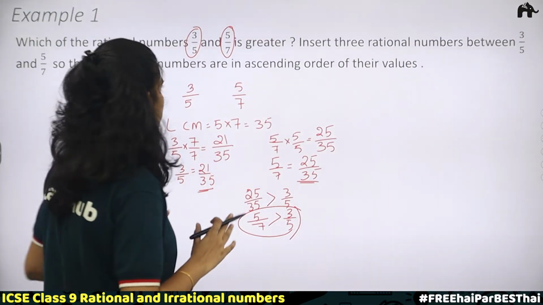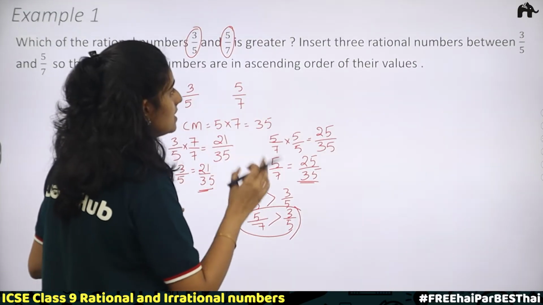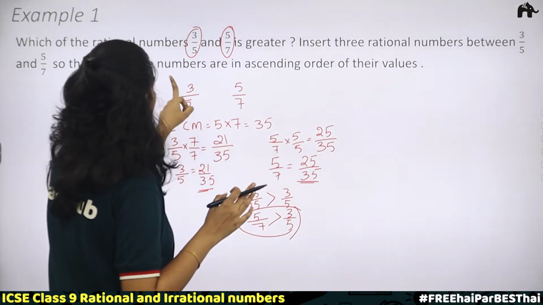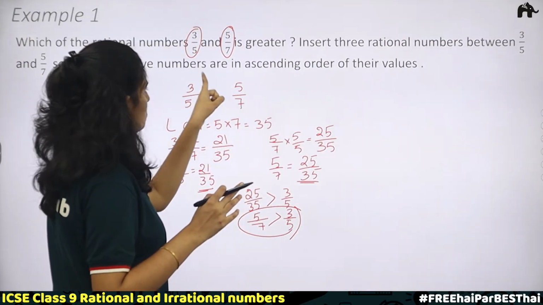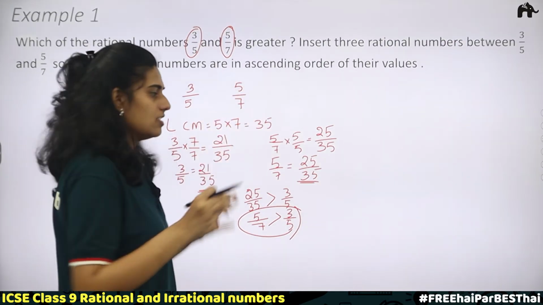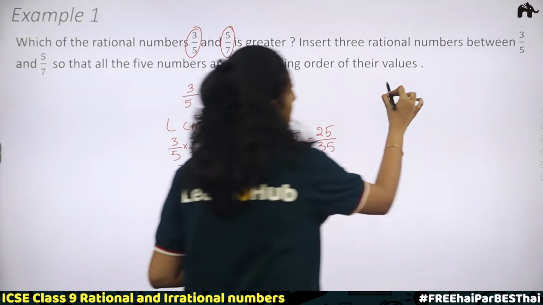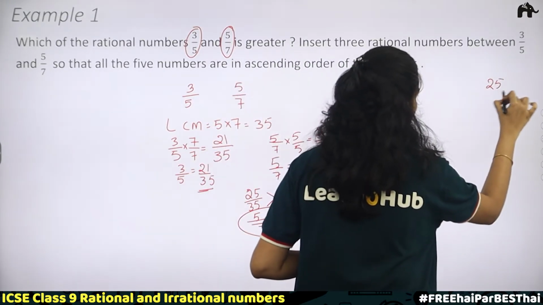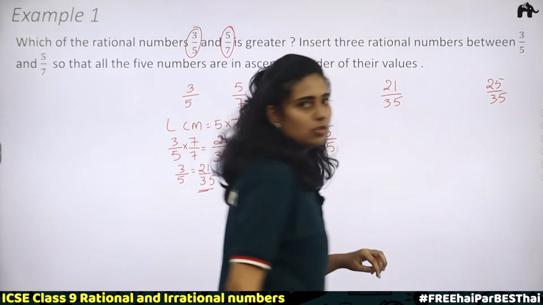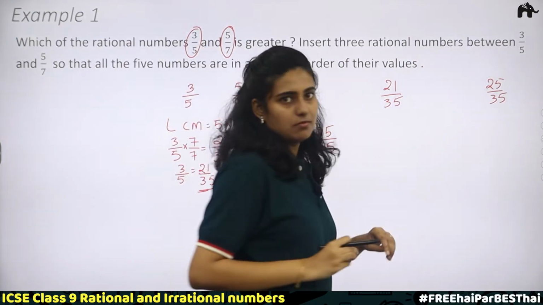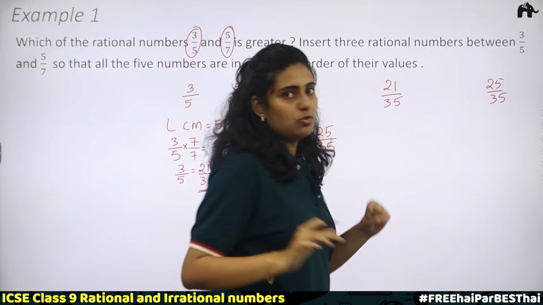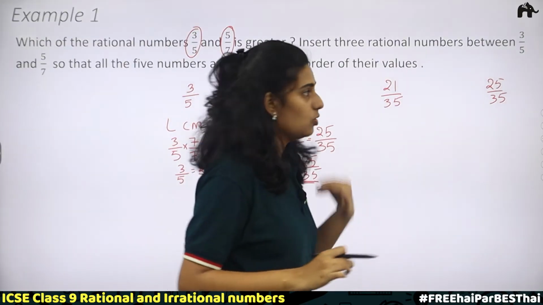Okay, now what we have to do? We have to insert 3 rational numbers between 3 by 5 and 5 by 7, so that all the 5 numbers are in ascending order of their values. This is very easy. Here you have 21 divided by 35 and 25 divided by 35. Okay, keeping the denominator the same, put some values that are between 21 and 25. You have 22, you have 23, you have 24.